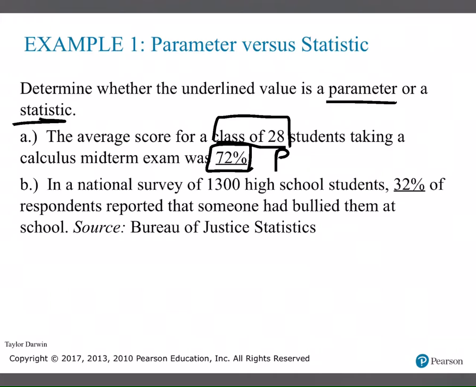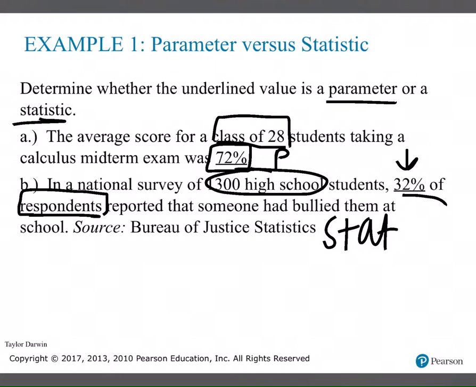B says in a national survey of 1,300 high school students, 32% of respondents reported that someone had bullied them. So that 1,300 is giving us information about everyone. But the number we were given was only about respondents, which most likely is not all 1,300 people. Maybe we only had 200 respond. So because it gives us information about a part, that's going to be a statistic, a number describing a sample.